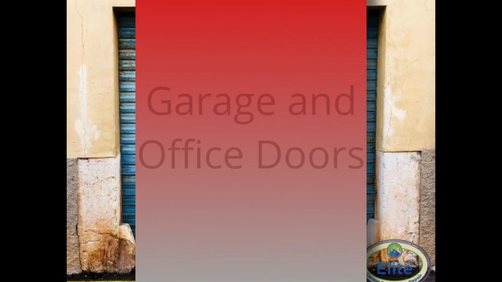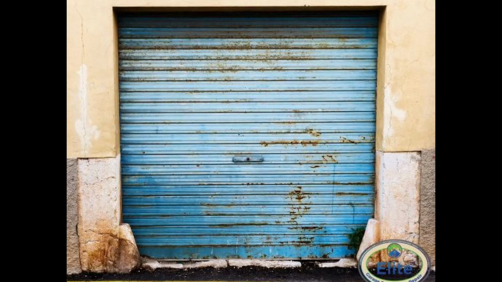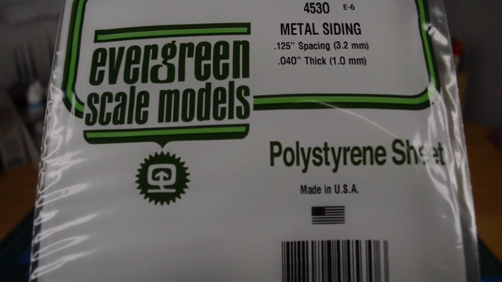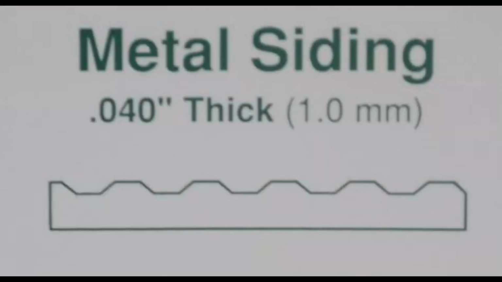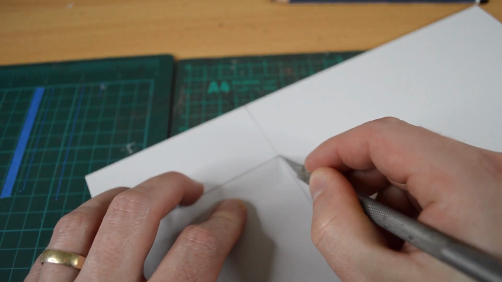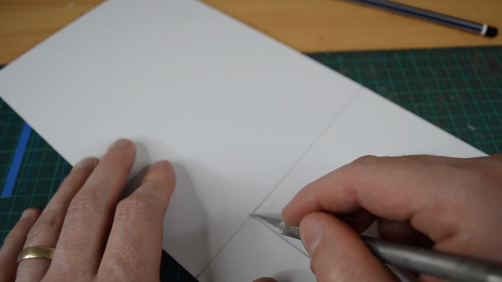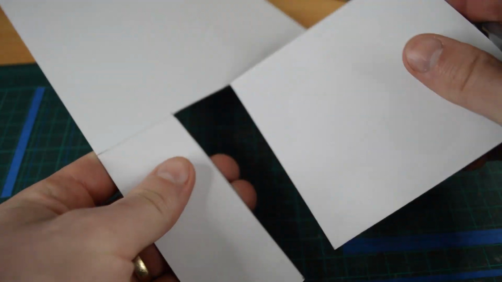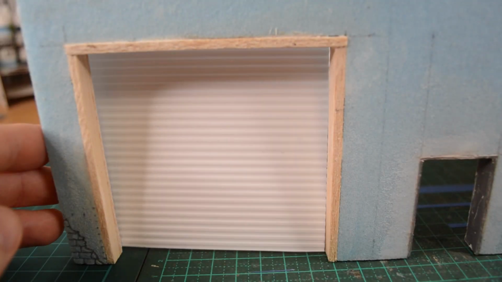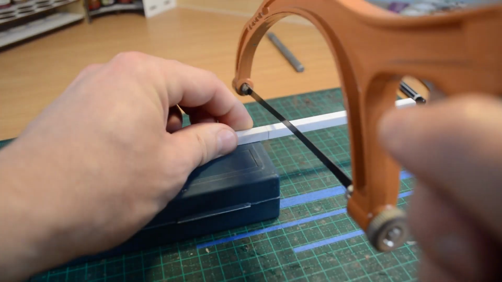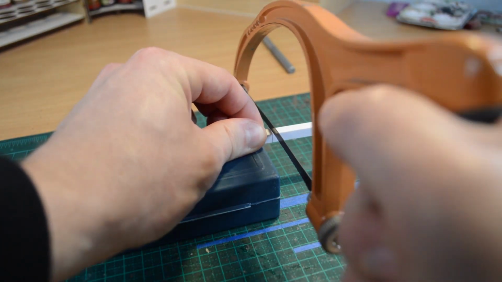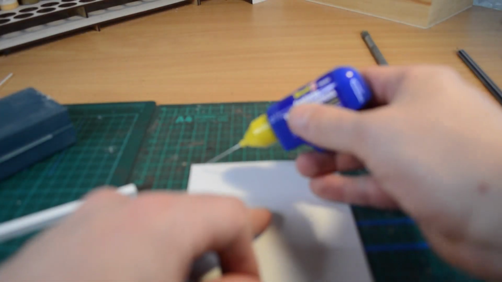Then it was time to construct the garage door. For the garage door curtain, I used evergreen metal siding. I measured out the door dimensions, ensuring that the curtain was both wider and taller than the garage door frame. I then cut this out of the metal siding sheet. I cut a stick of near 10mm thick polystyrene to be the same width as the roller door to act as the roller door barrel. I then glued this to the top of the curtain's backside.